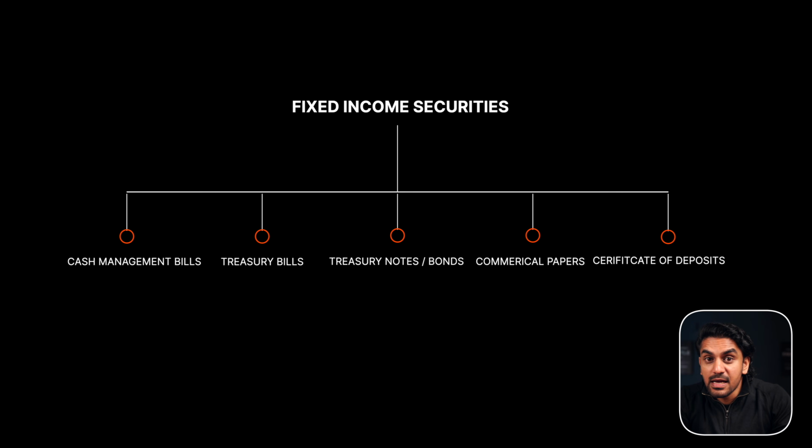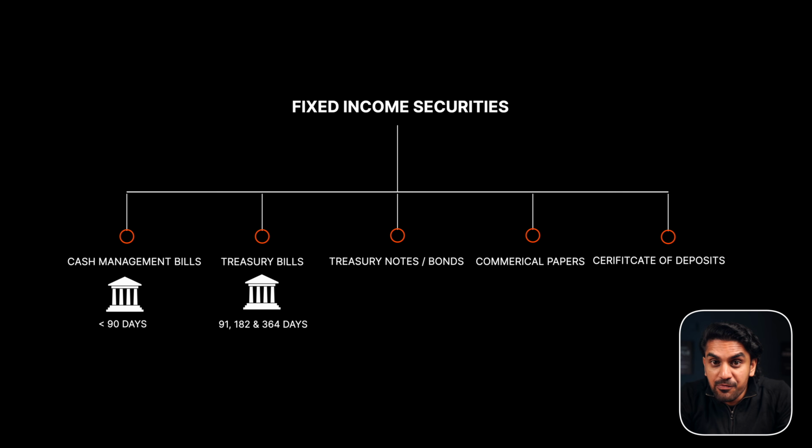CMBs are issued by the government with a maturity period ranging from a few days up to 3 months. Governments across the world also issue treasury bills or T-bills for a period of 91, 182 and 364 days. Then there are treasury notes and treasury bonds. These are medium and long-term government securities with a maturity period ranging from 2 to 10 years.